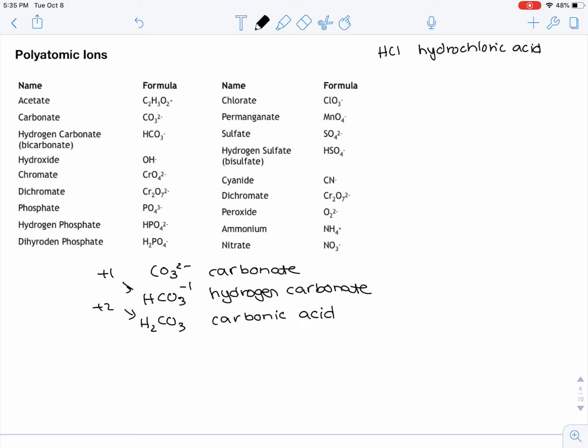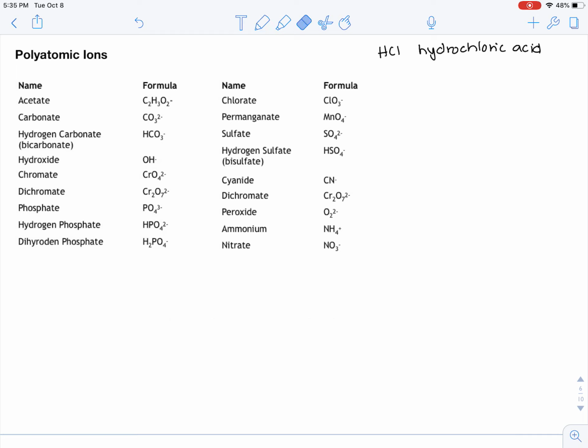Sometimes you can have multiple hydrogens added. Let's look at another example. For example, phosphate is PO4 3-. If I added a hydrogen, that's a +1, I have PO4 2-. I would say hydrogen phosphate.